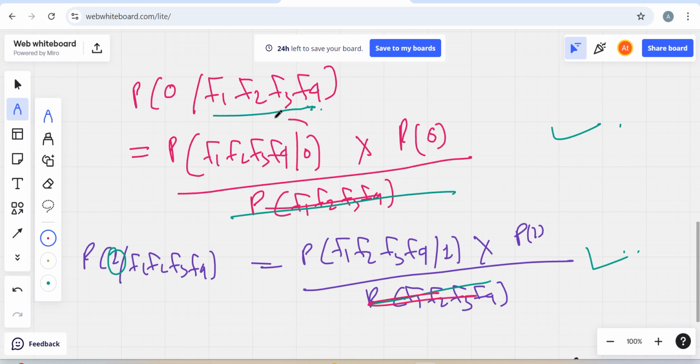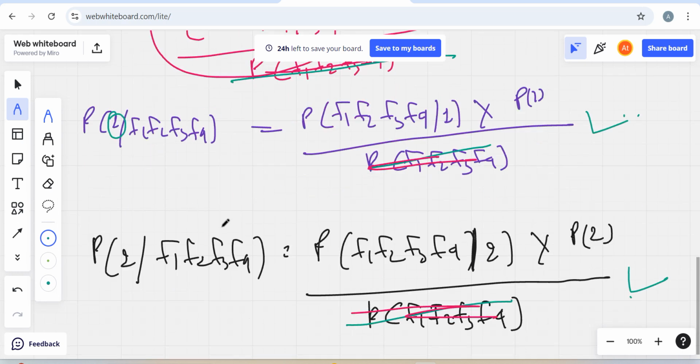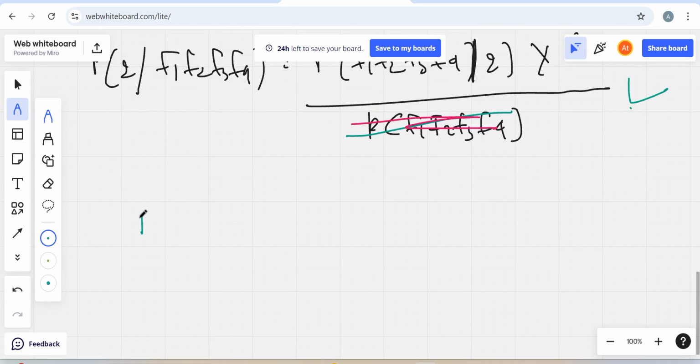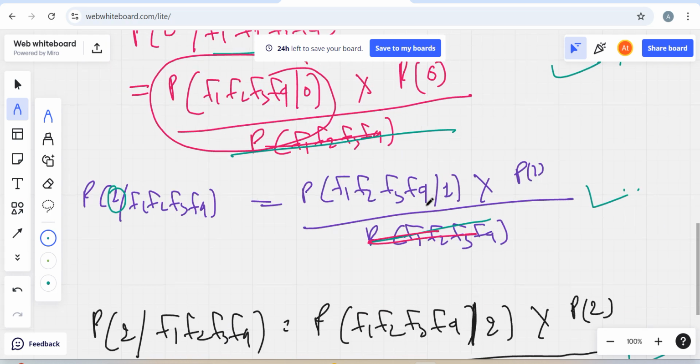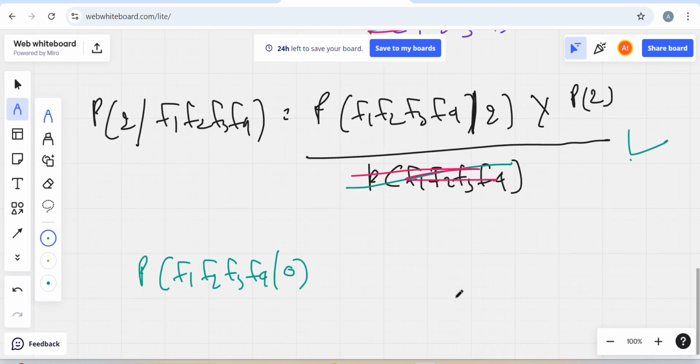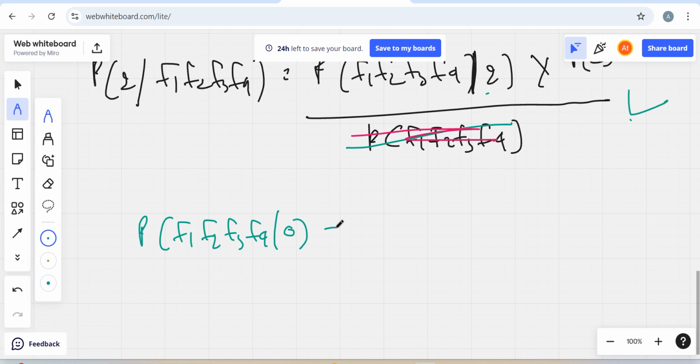Second thing, we need to open this as well. So let me explain how we can open this. Suppose you have a probability of feature 1, feature 2, feature 3, feature 4, given 0. Maybe given sometimes 0, given 1, or given 2. Here you can see given 0, here given 1, here given 2. How can you open this?